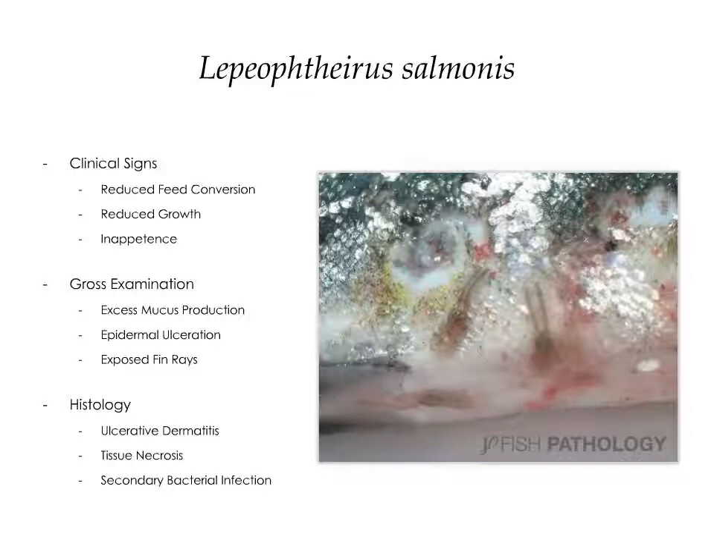Clinical signs associated with infection include reduced feed conversion, reduced growth, and inhabitants. On gross examination, there's excess mucus production. There's scattered foci of epidermal ulceration and exposed fin rays. Histologically, the infected area is characterized by ulcerative dermatitis with tissue necrosis and secondary bacterial infection. The image on the right is a severe case of epidermal ulceration as a result of salmon louse infection.